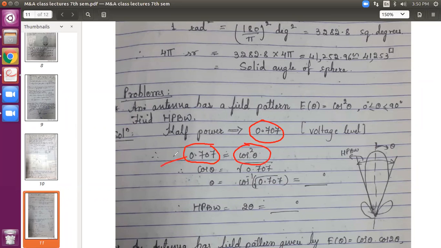Why are we equating it to 0.707? Because we want half power beam width. So, 0.707 is equal to cos square theta. So what will be cos theta? Square root of 0.707. You just calculate what value you get and put that. If you have calculators, please do that. I'll wait. You tell me what answer you get for theta. I have put it blank. Whatever you tell me, I'll fill it.